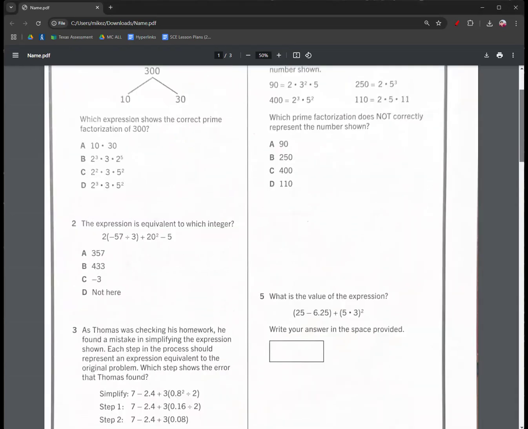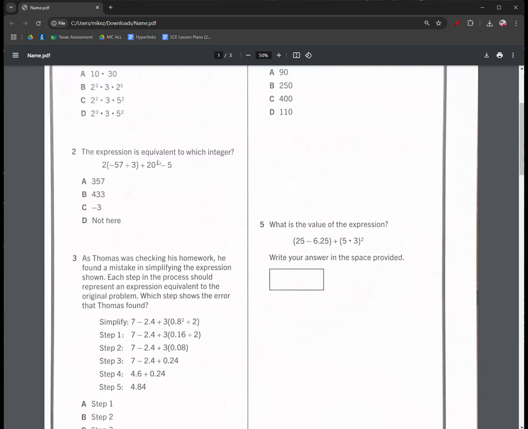Now, question 2, you can say the expression is equivalent to which integer, right? So this right here, you're going to see that they give us an equation. You may be able to fit this in here if you write small enough, but you may need to write something somewhere else. I know there's a lot of space down here, but you need to answer this one as well. There's some space up here. But I am going to write right here. If you write small enough, you can write it. If you're a big writer, you may need to find another spot to write it.